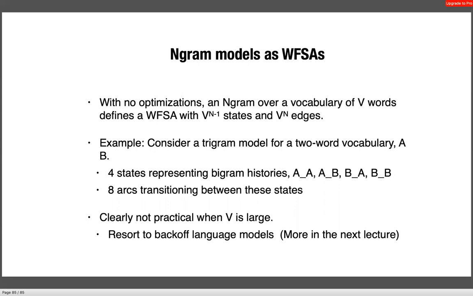Now you know what an n-gram model is. With no optimizations whatsoever, you can think of an n-gram model over a vocabulary of V words as being a weighted finite state acceptor which has V^(n-1) states and V^n edges. Here's a simple illustrative example. Say I'm building a trigram model and I'm working with a two-word vocabulary, A and B. It's a trigram model, so I'm going to look at bigram histories. I'll have 4 of them: AA, AB, BA, and BB.